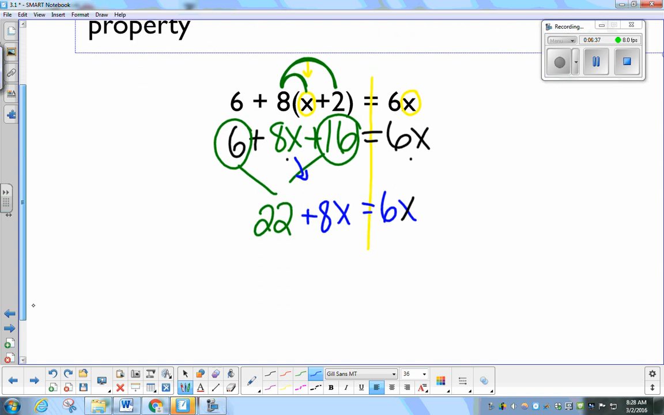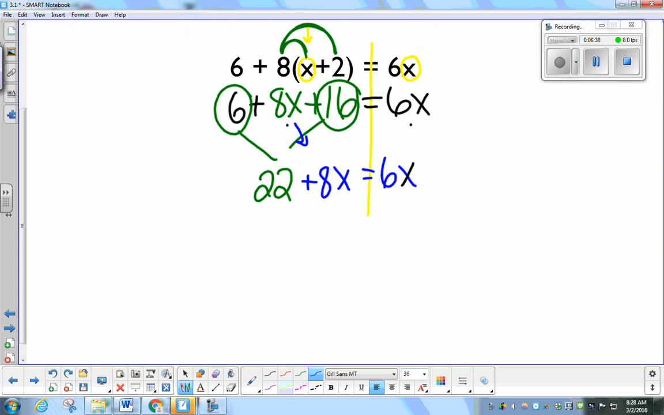Now I've got x's, they're on different sides of the equal sign though, here and here. I want to get them all on the same side of the equal sign. It's up to you how you want to do it. If you decide to move this 6x, just know that you'll be left with 0 over here. You could also move this 8x by subtracting it, and you'll move it over to this side. You can do either one.